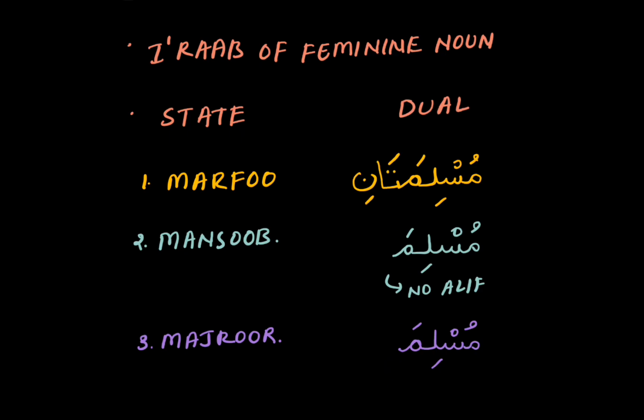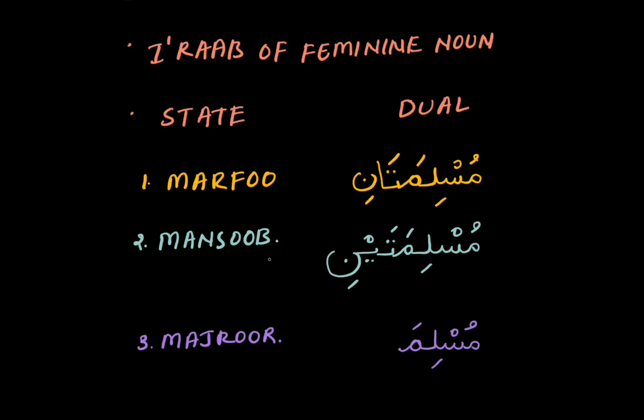Now coming to the dual state. How to identify the marfu, mansub, and majrur states in the dual nouns? In the marfu state, the closed ta that is there in the singular form should be opened, and alif noon with a kasra should be added in dual nouns in the marfu state.